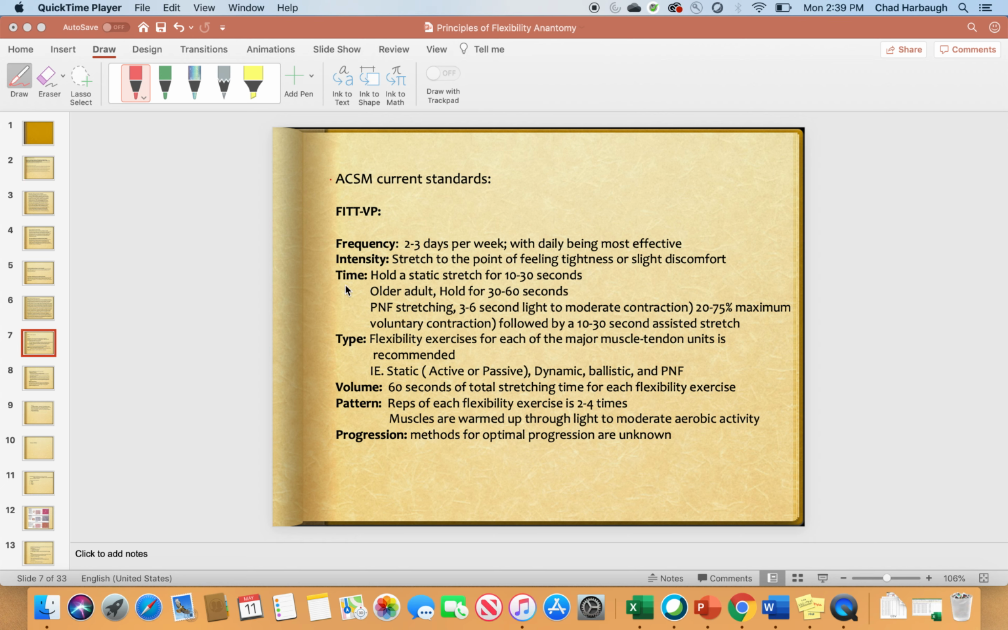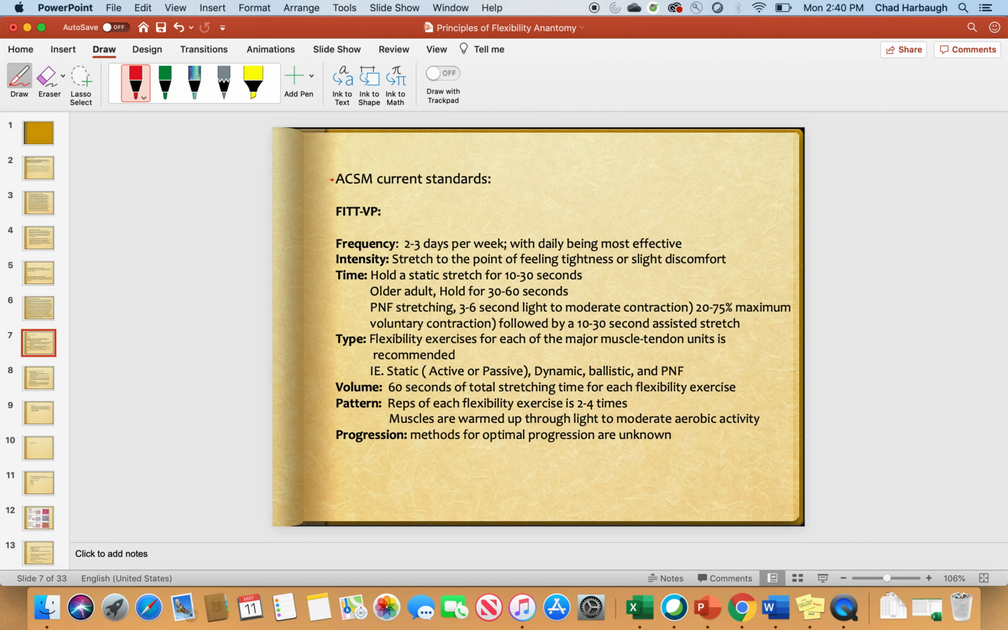Today will be a short lecture on the American College of Sports Medicine's current standards on principles of flexibility. The different types of flexibility that will be mentioned today will be static stretching, dynamic stretching, proprioceptive neuromuscular facilitative stretching, otherwise known as PNF stretching.